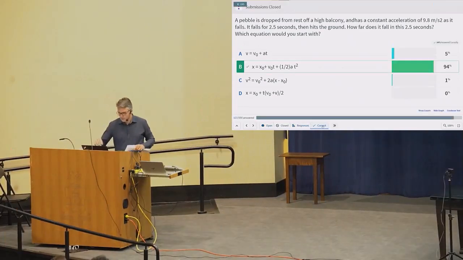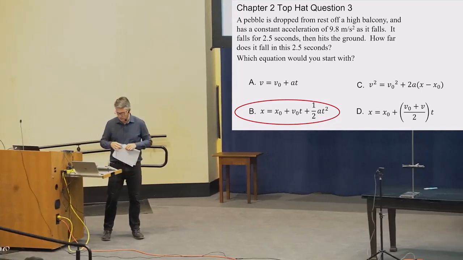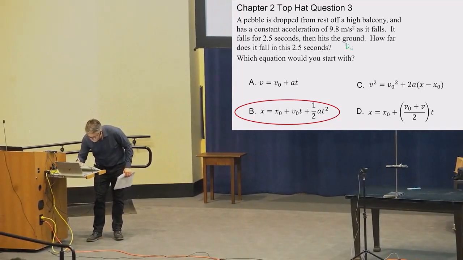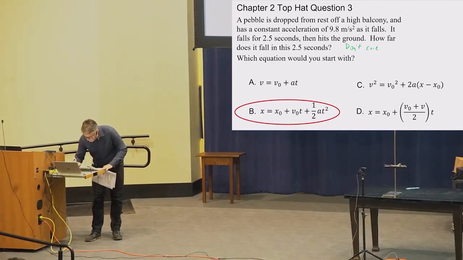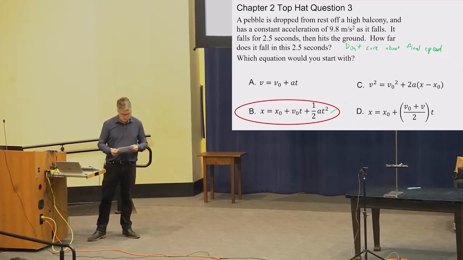I think that's right. The reason is that the implicit thing here you don't care about is the final speed just before the pebble hits the ground. All of the equations contain the final speed except equation B, so that's a good one there.